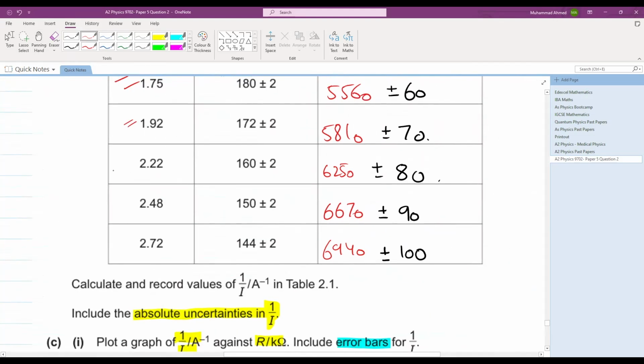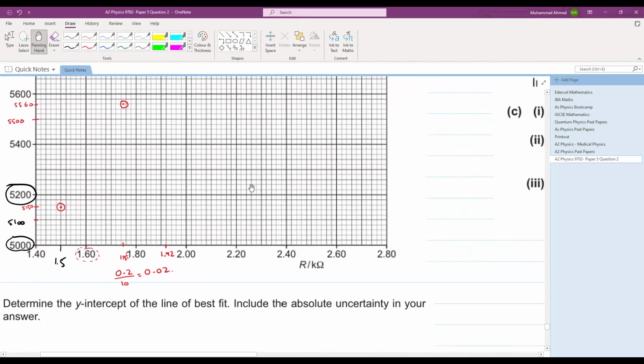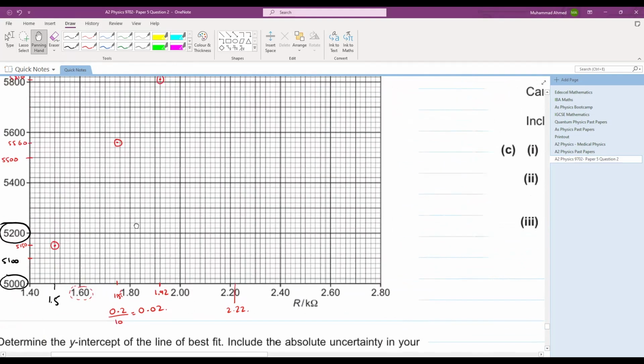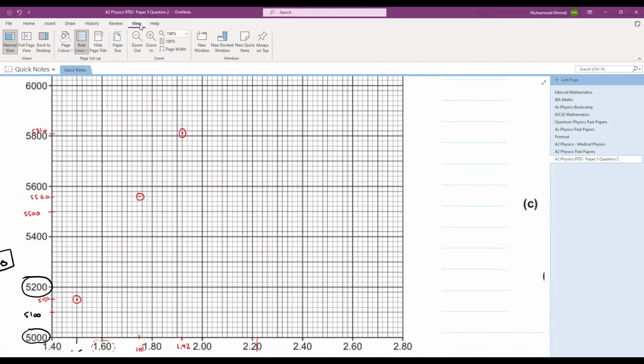On the x-axis, you have 2.22, and on the y-axis, you have 6250. Perfect. So first of all, let's look at 2.22. 2.22 will be here. Perfect. Okay, let's do one thing. Let's say your 2.22 is here. Perfect. 6250. Where is 6250? Let's see 6250.